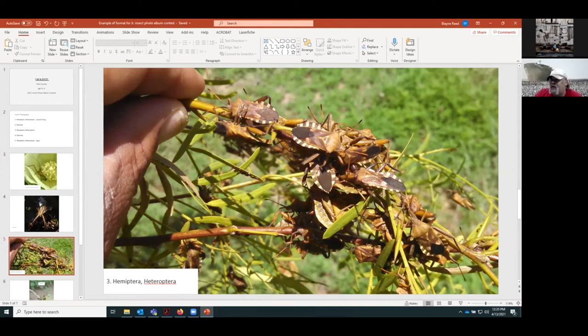We've seen plenty of the dichotomous keys that put it in that order Heteroptera, but there's several in a cluster doing what they do in nature. And that's a pretty good capture right there.